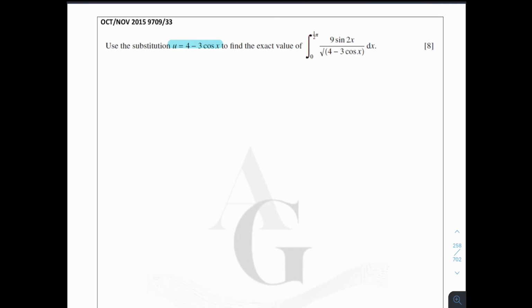Whenever they mention the word substitution, there are just 3 simple steps to do the integration. Let's look at step 1. For step 1, what you need to do is just differentiate what is provided. In this case, u equals 4 minus 3 cos x, so we need to find du/dx, differentiating u with respect to x.